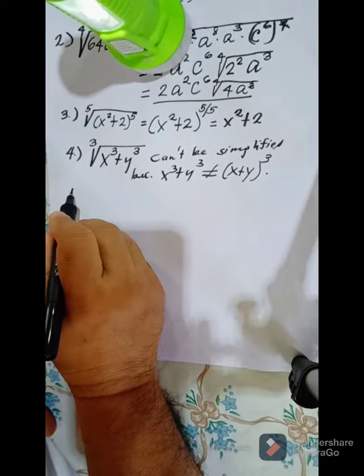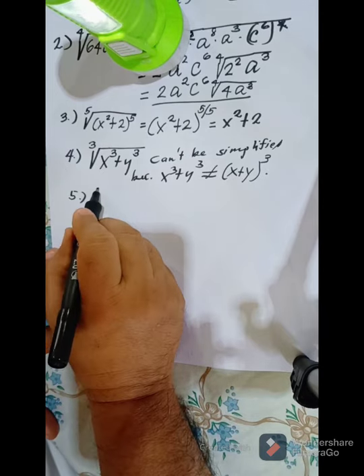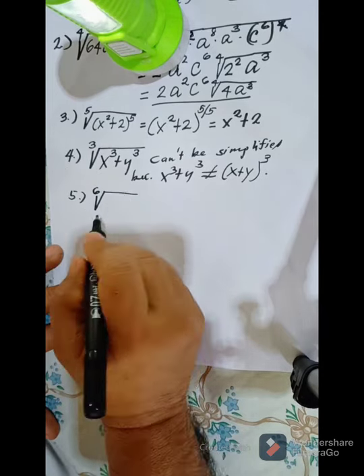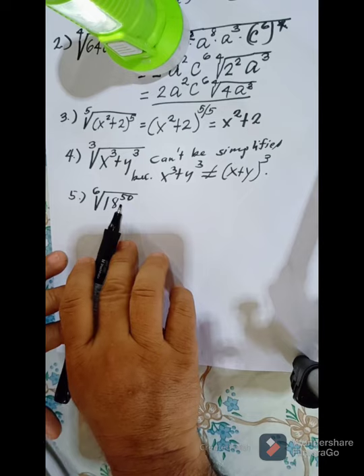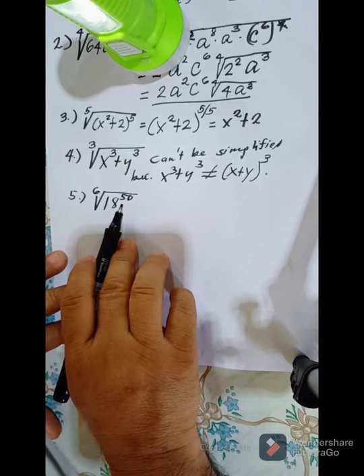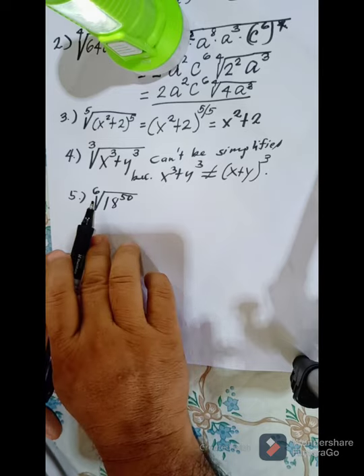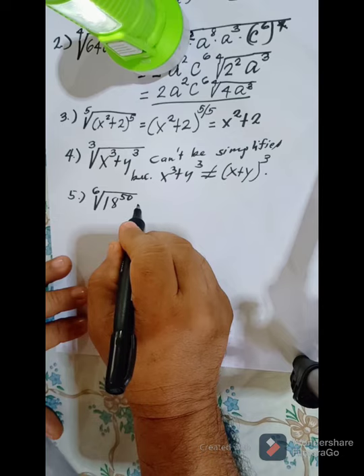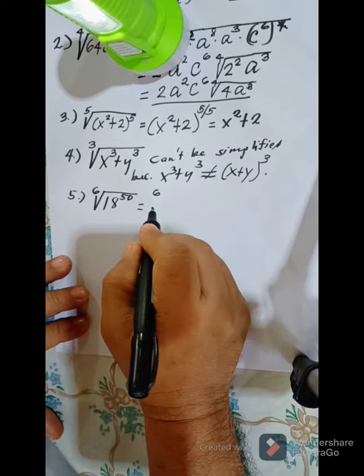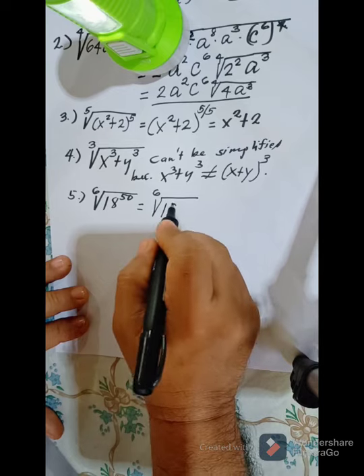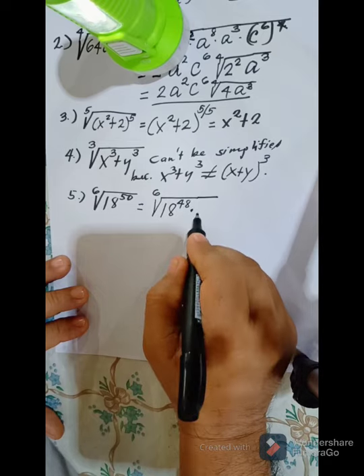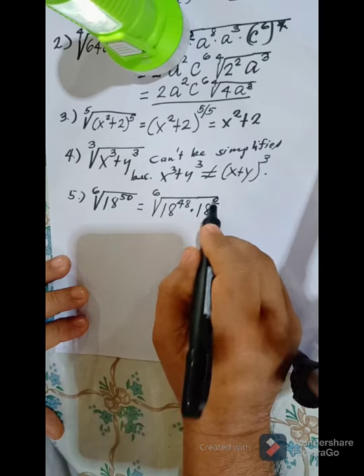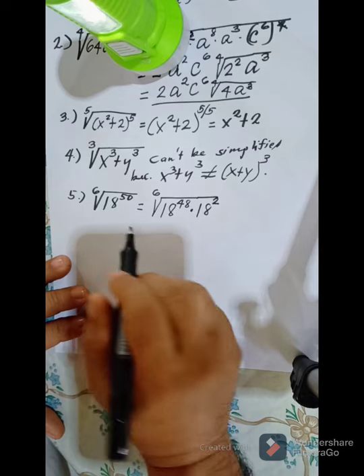For number 5, we have the sixth root of 18 to the power 50. 50 is the sum of 48 and 2. Why choose 48 and 2? Because 48 is the highest multiple of 6. So, here we go. This is equal to the sixth root of 18 to the power 48 times 18 to the power 2, because 48 plus 2 is equal to 50.